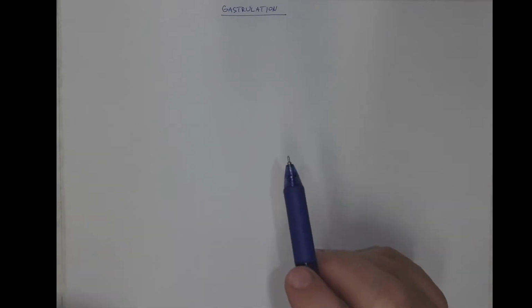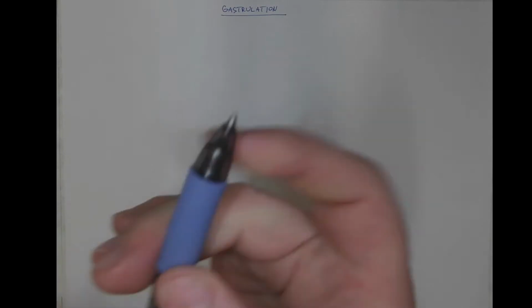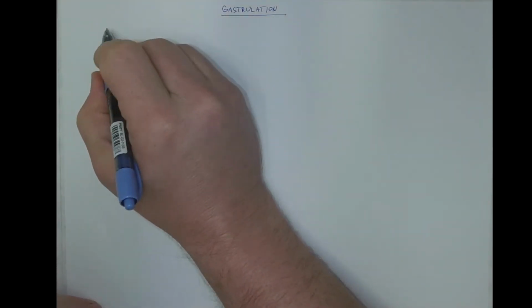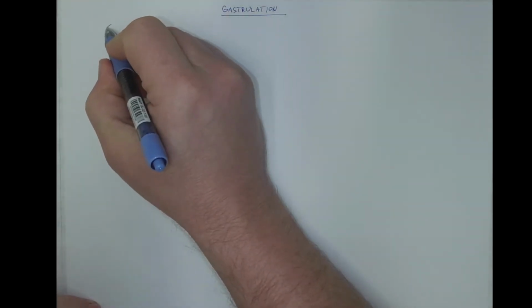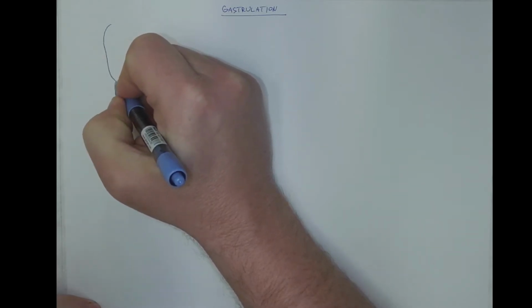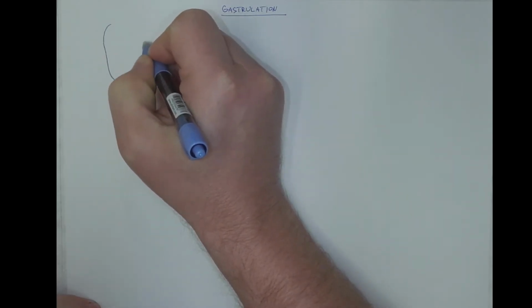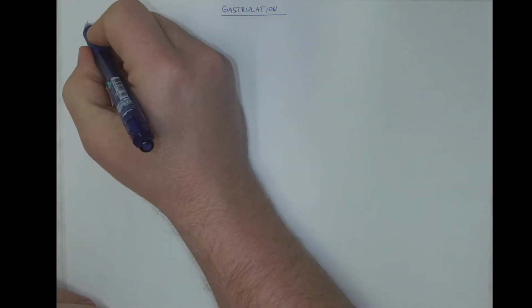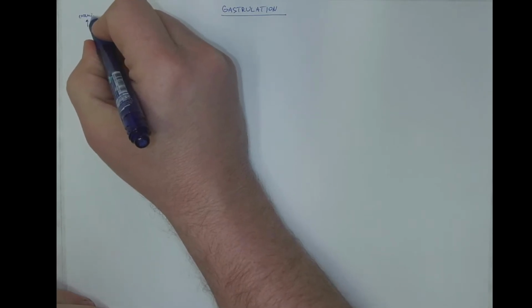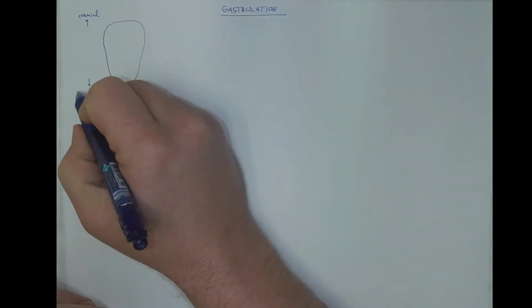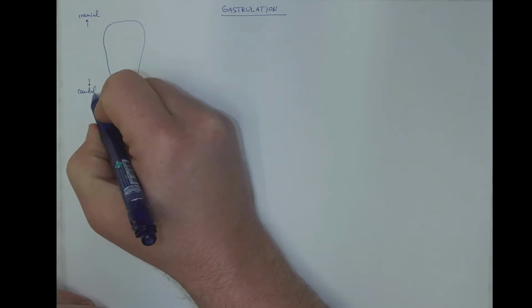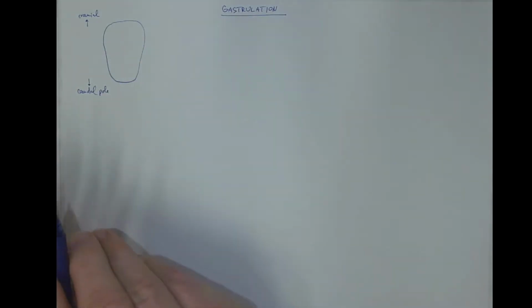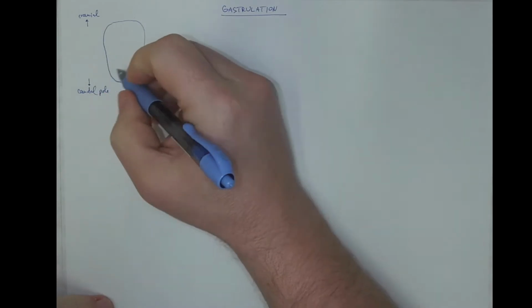Let us explain how a three-layered gastrula is formed. At first, we again use the view on the floor of the amniotic vesicle. This time upwards is the cranial pole. Here would be the caudal pole. So we know that there is a thickening of the epiblast.